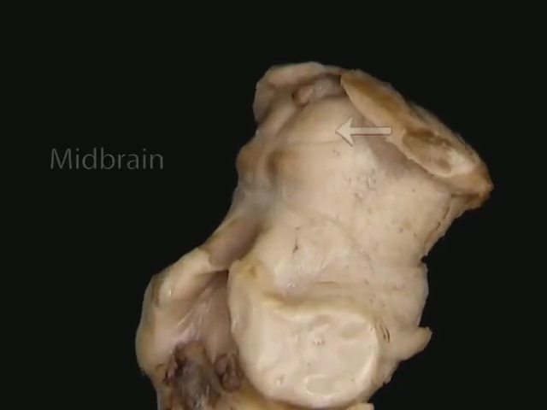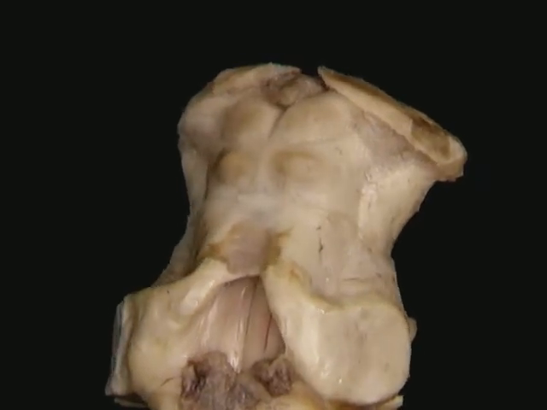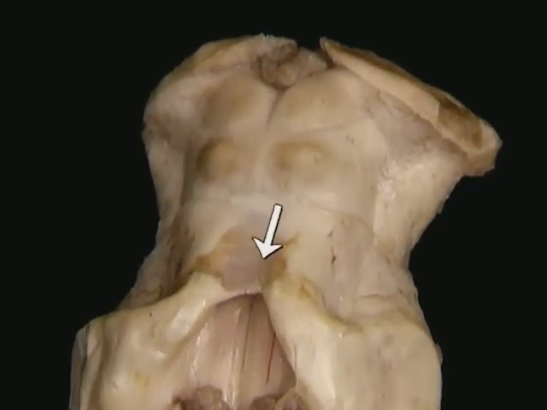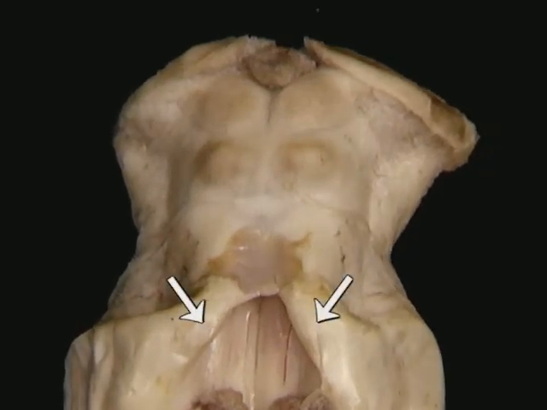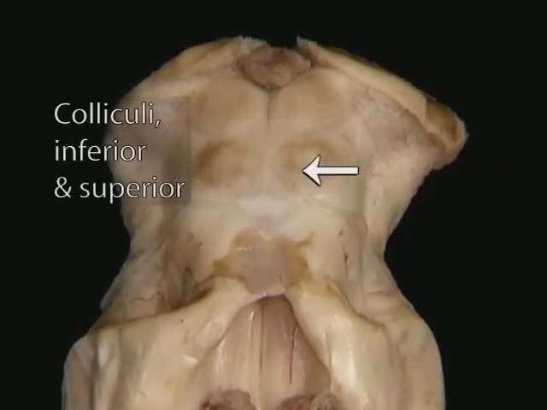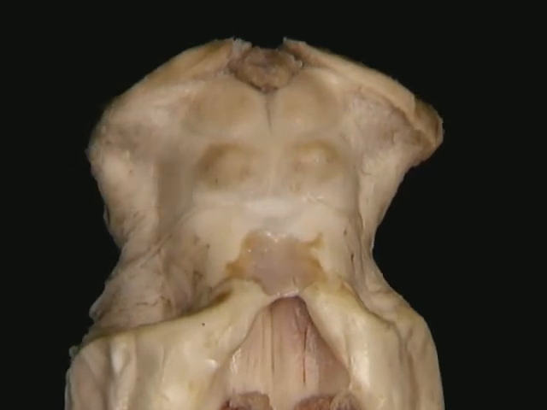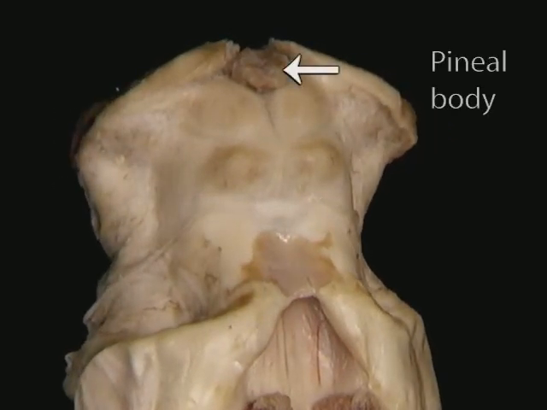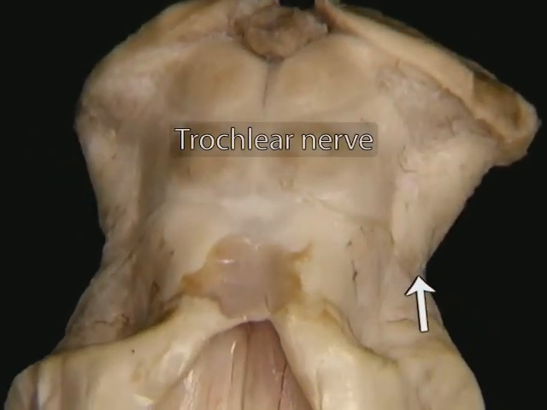The part of the brainstem above the pons is the midbrain. Features of its dorsal surface are the upper part of the roof of the fourth ventricle, the superior cerebellar peduncles, these bulges, the inferior and superior colliculi, and, in the midline, the pineal body. The fourth cranial nerve, the trochlea, emerges from the dorsum of the midbrain.